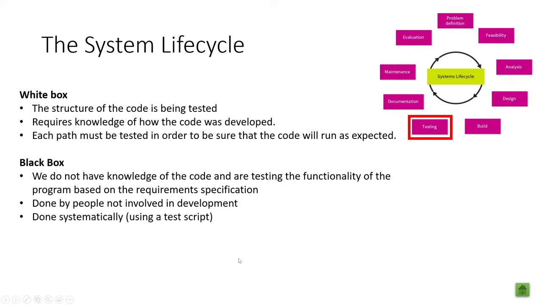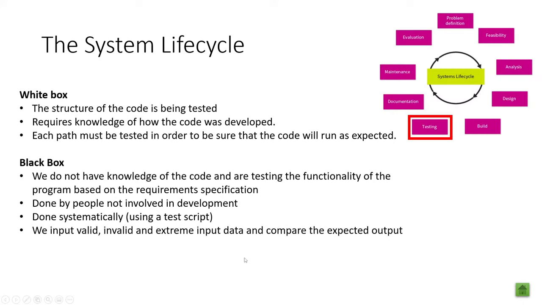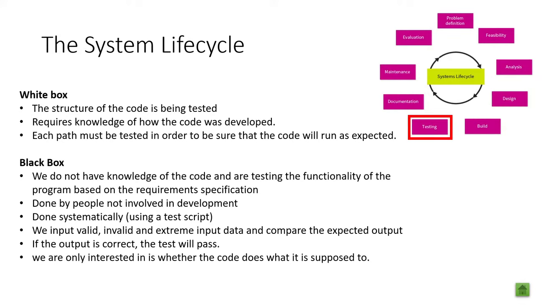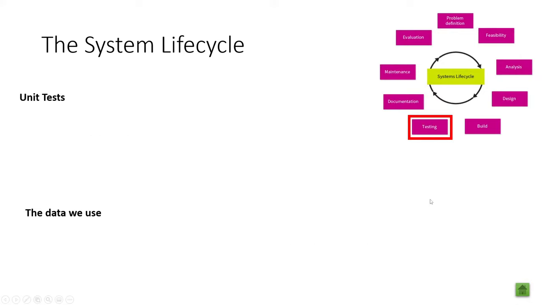So it's done by people not involved in development, and it's done systematically using a test script, okay? And there we go. There's our different types of valid, invalid, and extreme data again, because we test lots of different things. So the test script is actually quite long when using these, okay? And if the output on our sheet matches what's actually output from the system, then we pass the test, okay? So again, fairly basic. White box is early on by the developer. Black box is still early on, but it's done by other people separate to the program. That means we don't have any bias anymore.